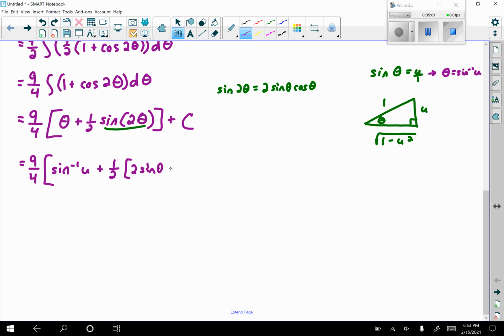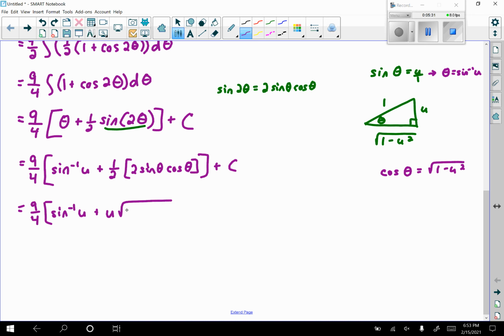2 sine theta cosine theta. The reason I did this is because I already have sine theta, I could figure out what cosine theta is and just substitute those in. So cosine is adjacent over hypotenuse, and that's just the square root of 1 minus u squared over 1. So now this becomes 9/4 times the inverse sine of u. 1/2 times 2 is just 1. So now I have sine theta, which is just u, times cosine theta, which is the square root of 1 minus u squared, plus c.